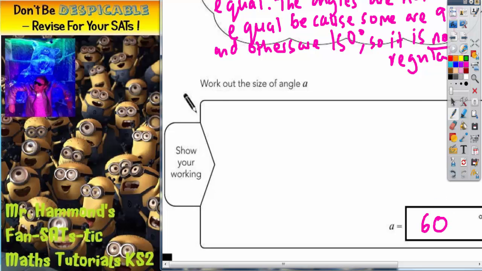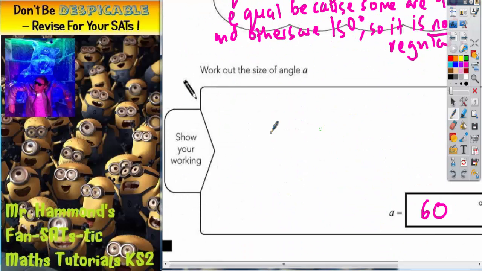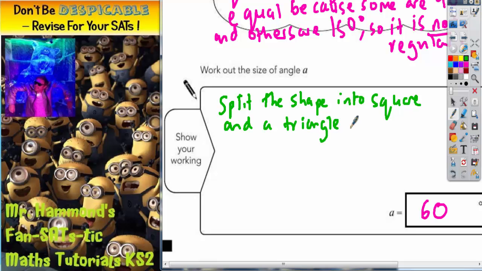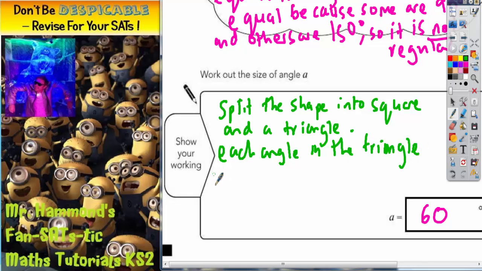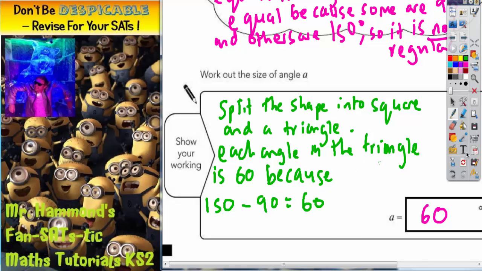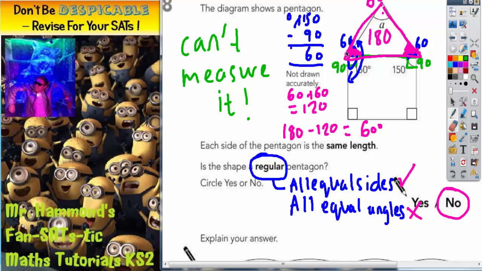Now, as for an explanation, how are we going to explain this? Well, we could say that split the shape into a square and a triangle. And then we're going to show how we've worked out the angles in the corner of the triangles. So each angle in the triangle is 60 because 150 minus 90 equals 60. And all we're doing there is we're talking about this 150 here, take away this 90 right angle that we're filling in here. So 150 take away 90 gives us 60.